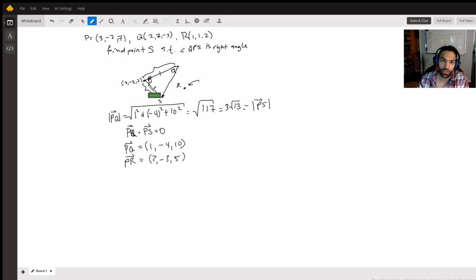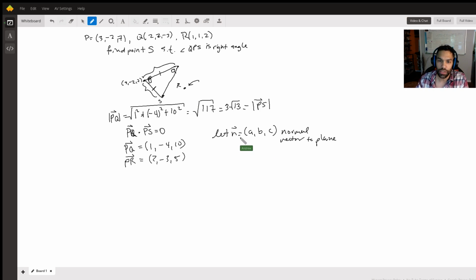We have to figure out how to relate that to PS. So in this case here, we're going to let n be a vector. We'll let that equal a comma b comma c, and we'll let this vector be the normal vector to the plane that we're talking about, the plane that PQ and R inhabit, basically.